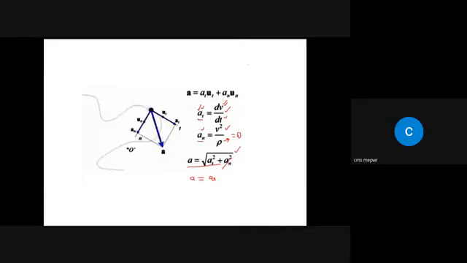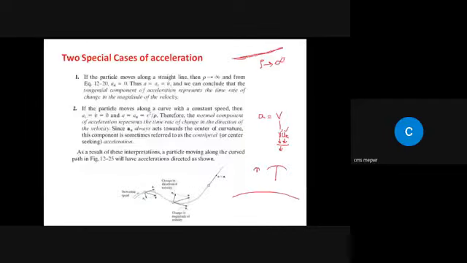Okay, now let's consider another case. Let's read the first one. If the particle moves along a straight line, then rho will be infinity, and from the equation on the previous page, a_n becomes 0 and a will be equal to a_t, that is equal to the time derivative of the magnitude of velocity. So we can conclude the tangential component of acceleration represents the time rate of change in magnitude of velocity, right? The tangential component of acceleration represents the change in magnitude.